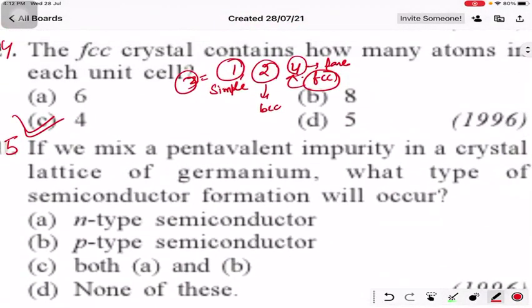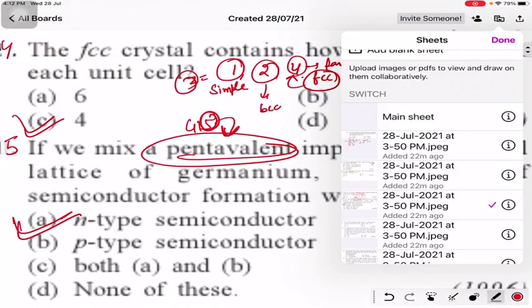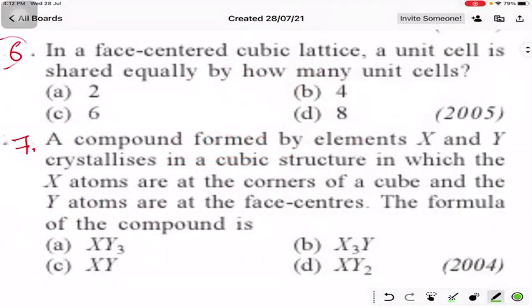Next is, if we mix a pentavalent impurity, pentavalent, it is group 15, 5 is in group 15. So we will be getting N-type semiconductor. Nitrogen, N says nitrogen, N says negative, N says N-type.